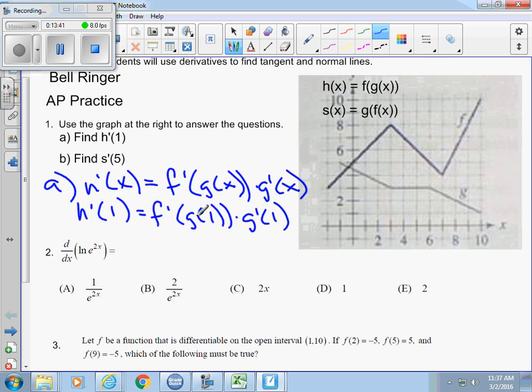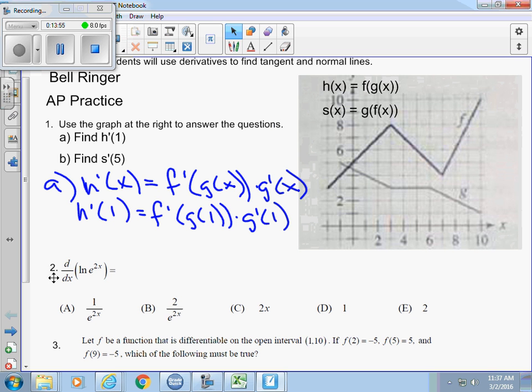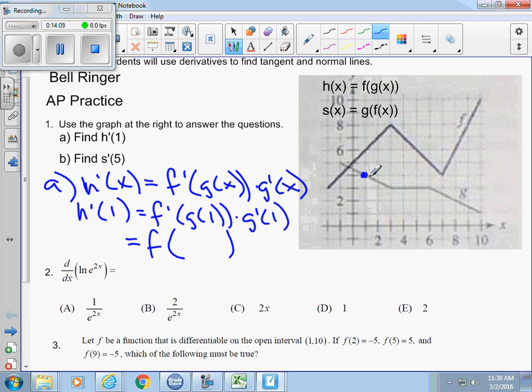G of 1. How would you do that? Okay, I got it. How would you find G of 1? Look on the graph. G of 1 is 4. How would you find G prime of 1? Look on the prime graph. I don't have one. Prime of 4 is 0.